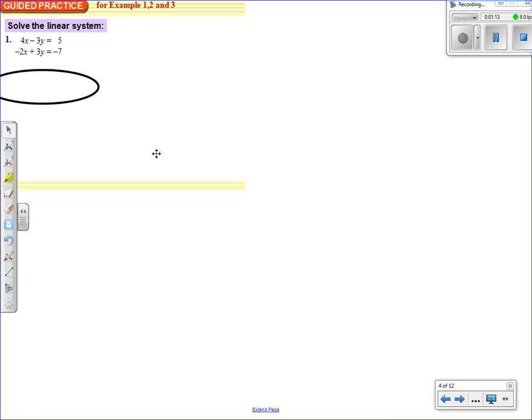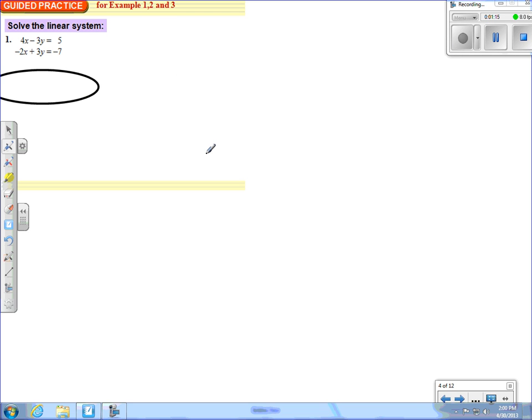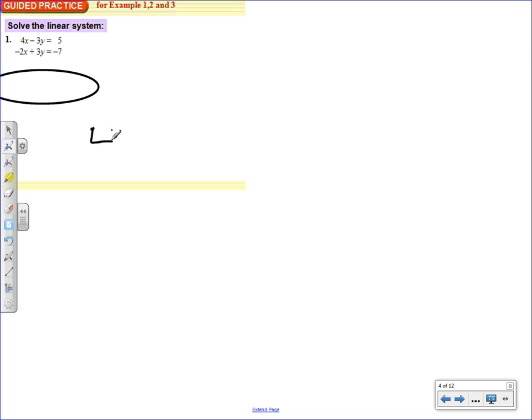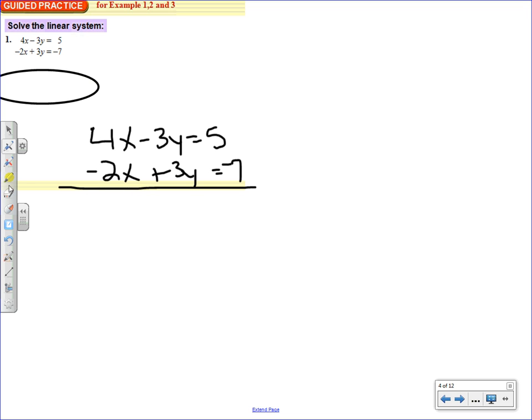Here is our first equation. I would advise you, as I'm writing this out, to think about what our opposites are. What variable can we eliminate in looking at this equation? So I look for opposites. I see negative 3y and positive 3y. So we're going to continue to solve this by adding.